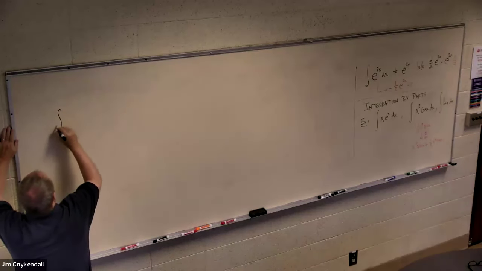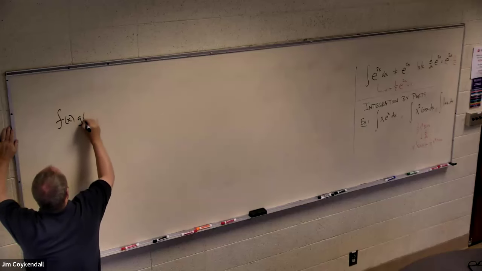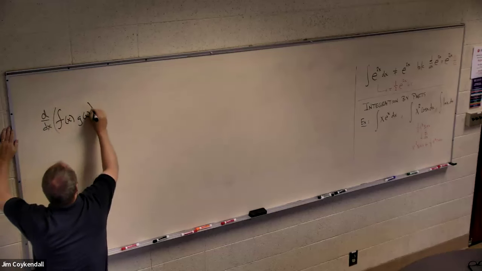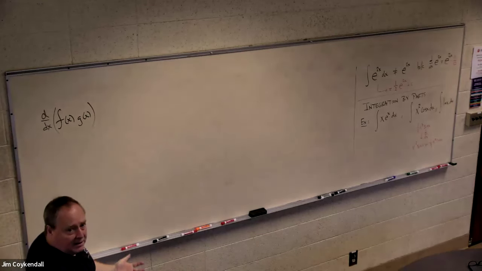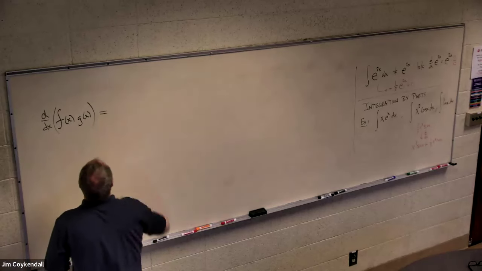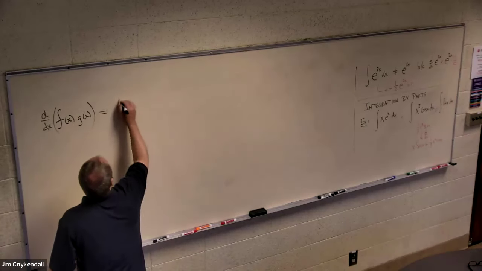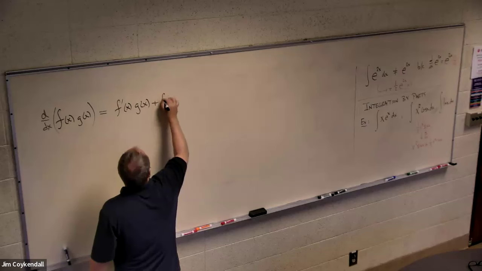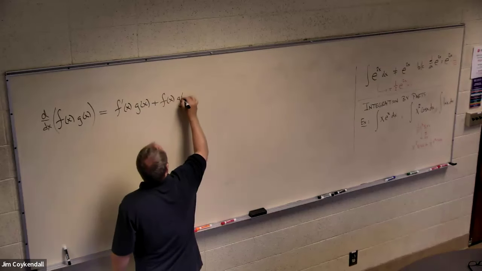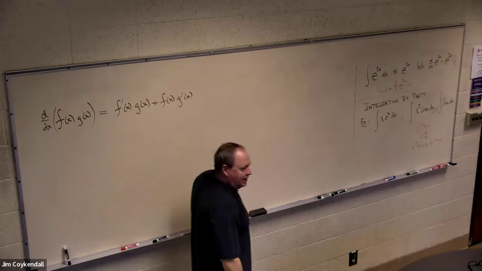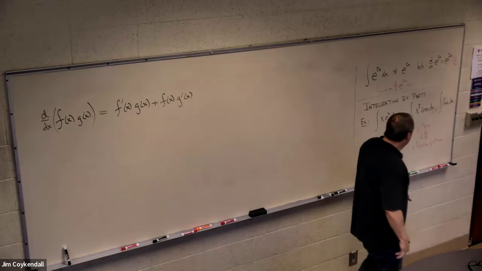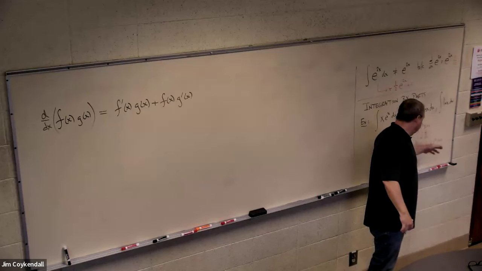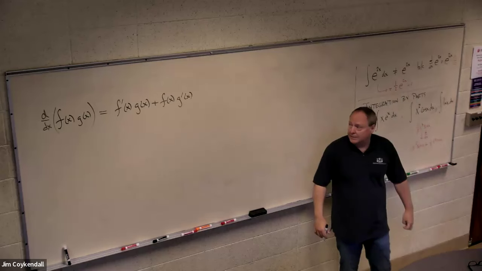So suppose I have a product of two functions, f of x and g of x. And suppose I take the derivative of it. Now going back to 1040, I know how to take the derivative of this animal. It is f prime of x, g of x, plus f of x, g prime of x. And of course, the fact that we have to have a product rule is the reason that this thing isn't the antiderivative. The product rule is something different. Okay.